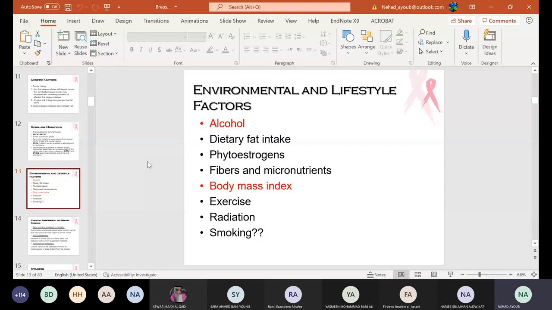Body mass index: when we talk about obesity, the body mass index is above 30 kilograms per square meter. Obesity is associated with a manifold increase in breast cancer. So if a young female is at higher risk, she needs to keep a normal or good body mass index, and this is modifiable, okay? They found the impact of obesity is more associated with post-menopausal status. Obesity actually causes more breast cancer in post-menopause, but not in pre-menopause.